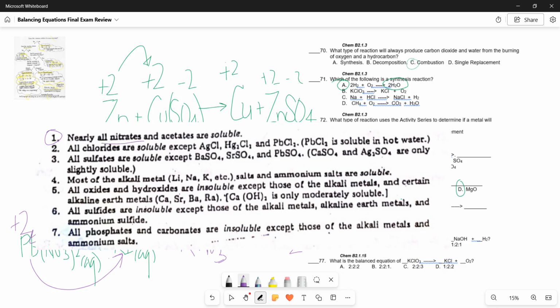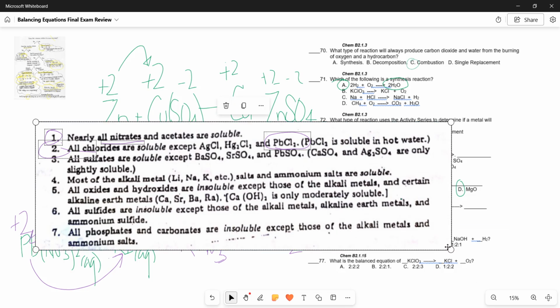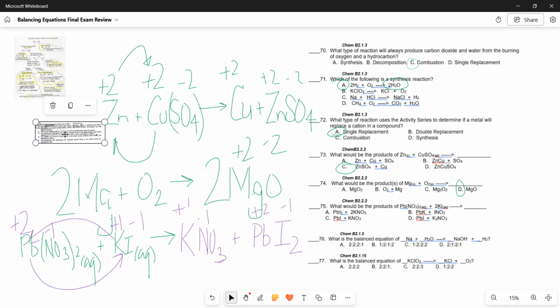All nitrates are soluble, so that's going to be aqueous. But we have potassium iodide, and there's no rule on here for iodide, but all the halogens tend to follow the same rule. So we're going to look at 2 because it's about chlorides. All chlorides are soluble, except, and if you look right here, lead chloride is not soluble. Okay, so that means it's going to form a precipitate. It's going to be in solid form, not in aqueous form.